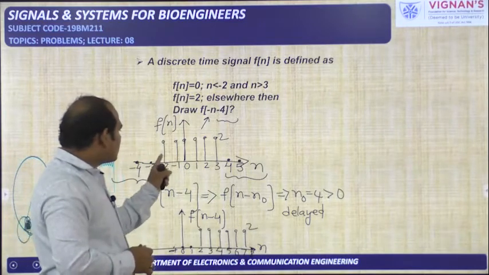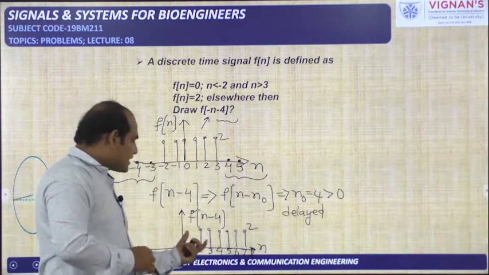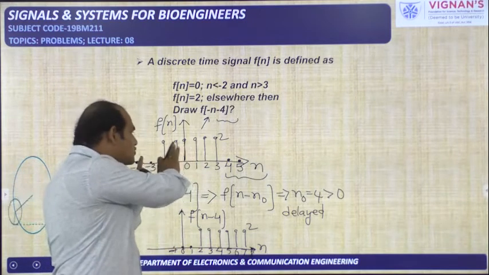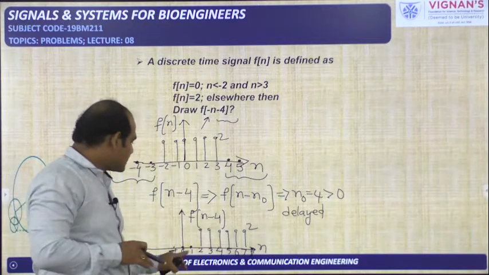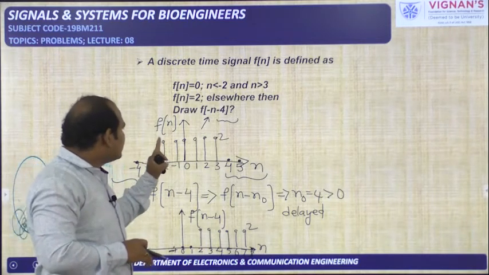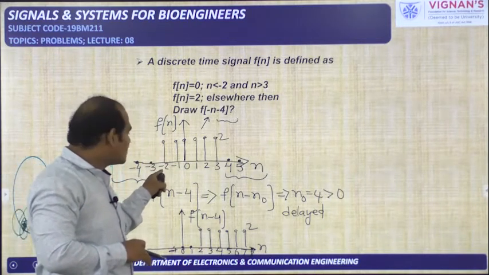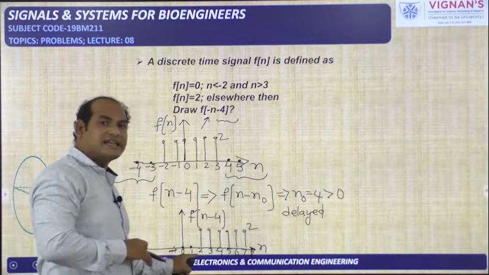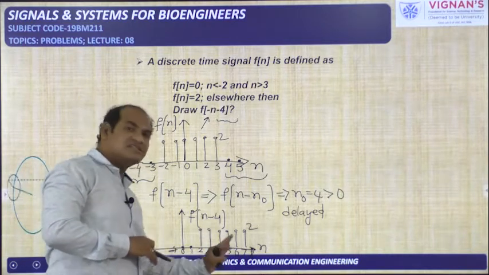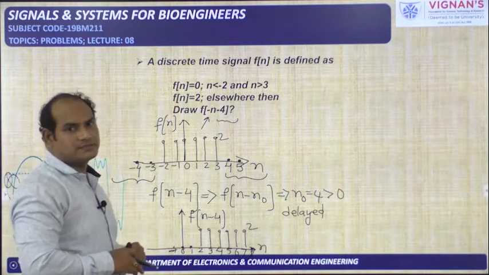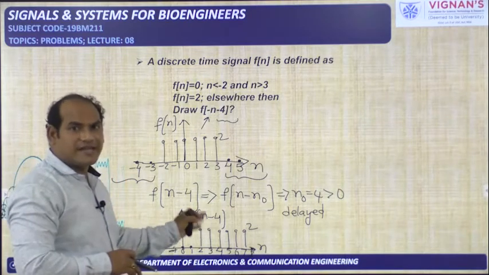How many samples are there? 1, 2, 3, 4, 5, 6. Here also 6 samples. These 6 samples have been shifted to the right side by 4 units. You see, the original signal starts at n equal to minus 2. Here the signal starts at n equal to plus 2. That means the signal has been shifted to the right side by 4. So this is f[n-4].